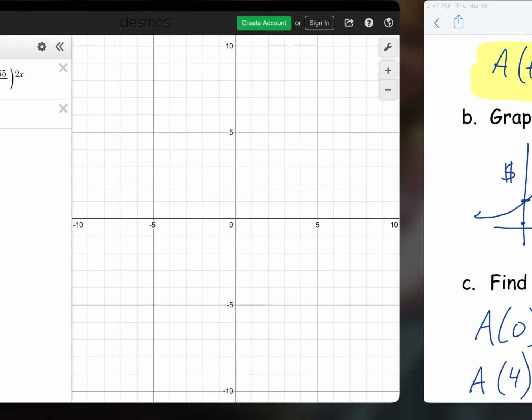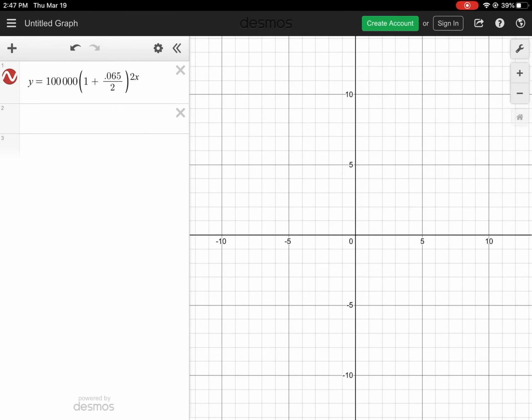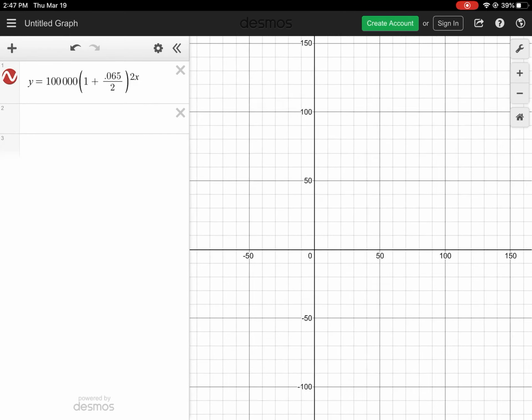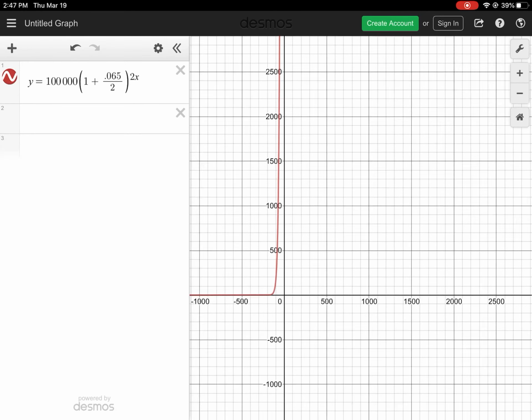Okay, so if you go to Desmos, I've already typed it in here. You can see I've got y equals 100,000 times the quantity 1 plus 0.065 over 2 to the 2x. But if you look at the graph, you'll notice there's nothing there. But you remember our initial value was 100,000. So we have to zoom way out to see at 100,000.